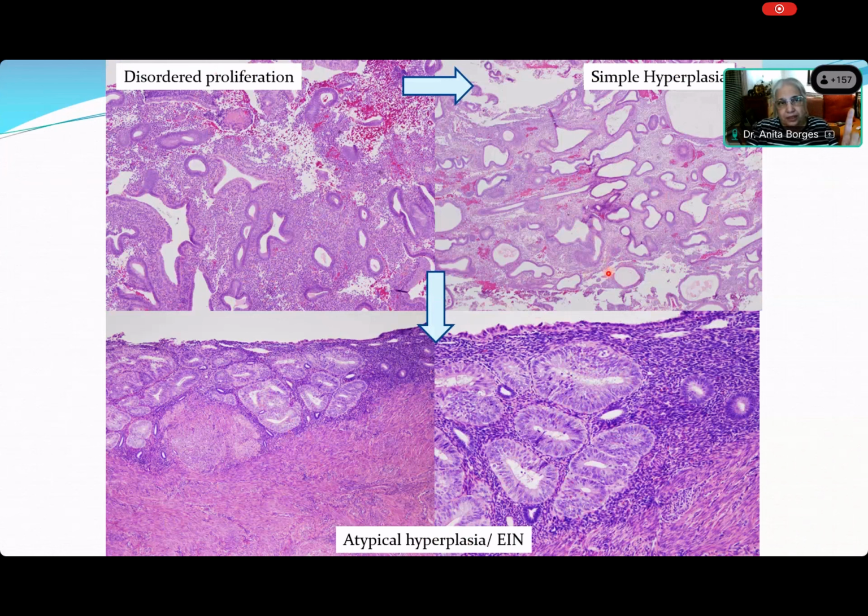Remember one thing, that all of this is acted upon by estrogen. So all of these are estrogenized. It is just the degree to which estrogen has acted on this, the length for which estrogen has acted on this endometrium, and how the endometrium has responded to this unopposed estrogen. So we have disordered proliferation, we have simple hyperplasia, we have atypical hyperplasia.